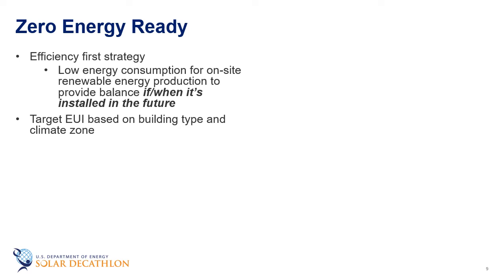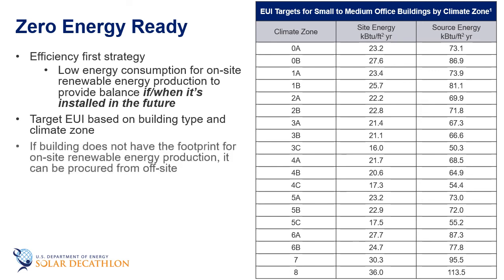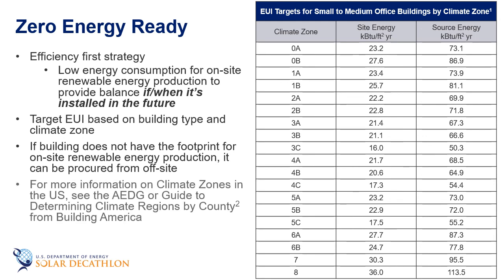This information has been summarized into tables of EUI targets based on climate zone, as shown here in this example from the Advanced Energy Design Guide for Office Buildings. Often, these EUI targets are extended to high-rise buildings, even though they do not have the footprint to achieve the renewable energy production on-site, and so they would have to procure it off-site. And so this zero energy ready goal does represent a realistic goal for energy efficiency. It is an energy-first strategy, representing a 40 to 60% reduction from energy codes.